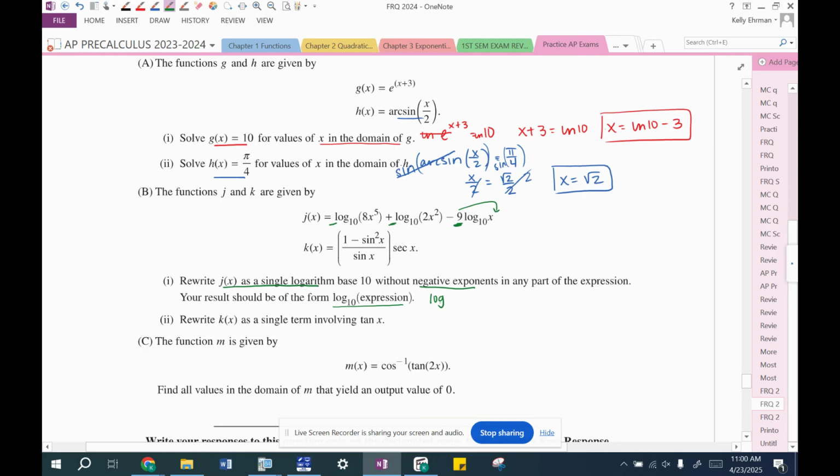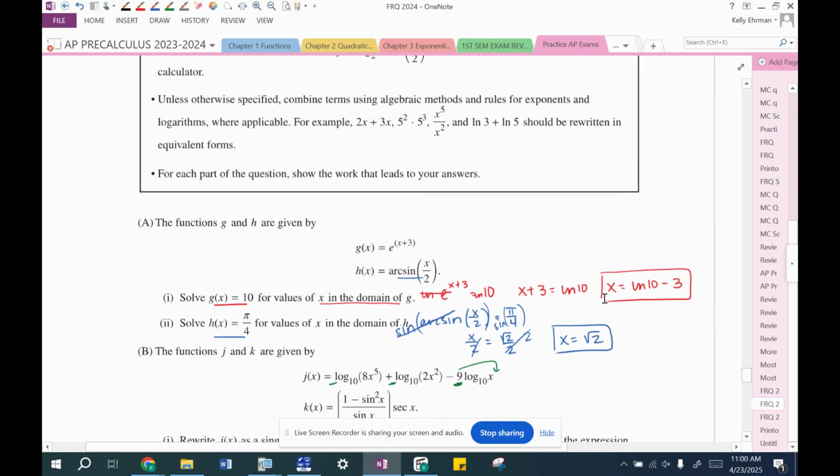So this is log base 10 of 8x to the 5th plus log base 10 of 2x squared minus log base 10 of x to the 9th. And then any logarithm that is positive or has a plus in front of it, when we condense this into a single logarithm, that expression goes in the top. So 8x to the 5th times 2x squared. Anything that's being subtracted winds up in the denominator.